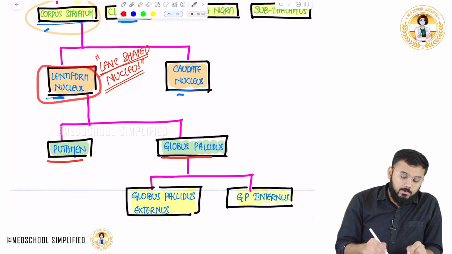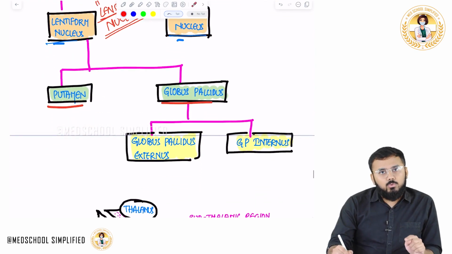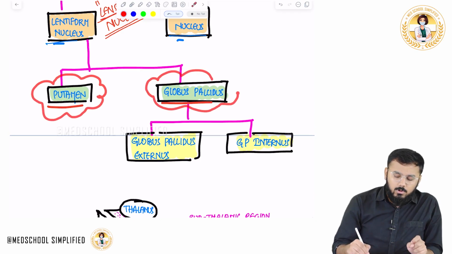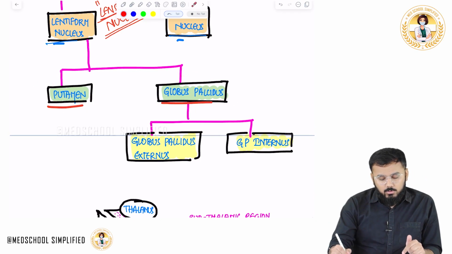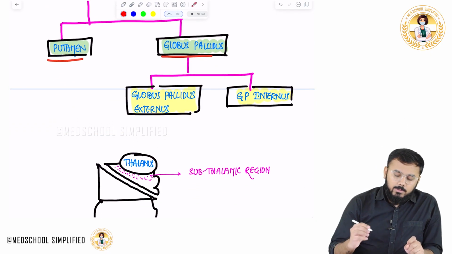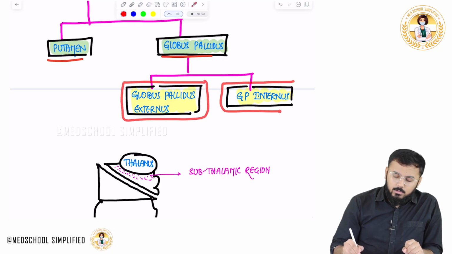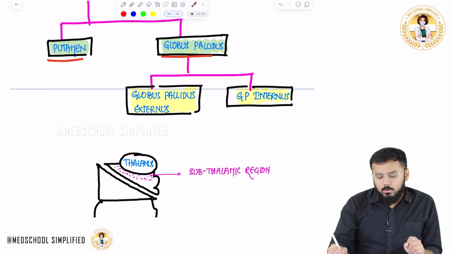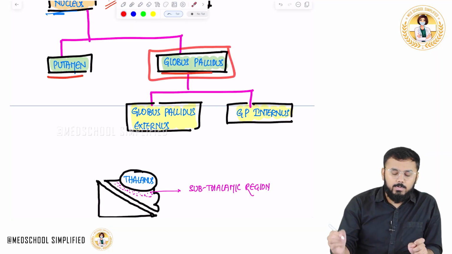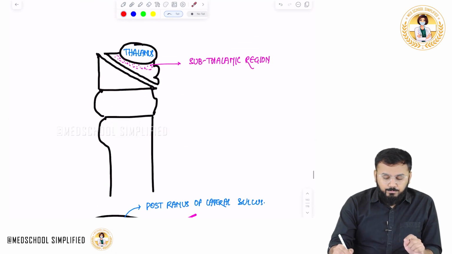After this lentiform nucleus, the next nucleus you have got is the caudate. Now within the lentiform nucleus, two important things are there: the putamen and the globus pallidus. Within the globus pallidus, there are two important parts: globus pallidus externus and globus pallidus internus. These are the two parts of your globus pallidus. So this is what is called your lentiform nucleus, right?